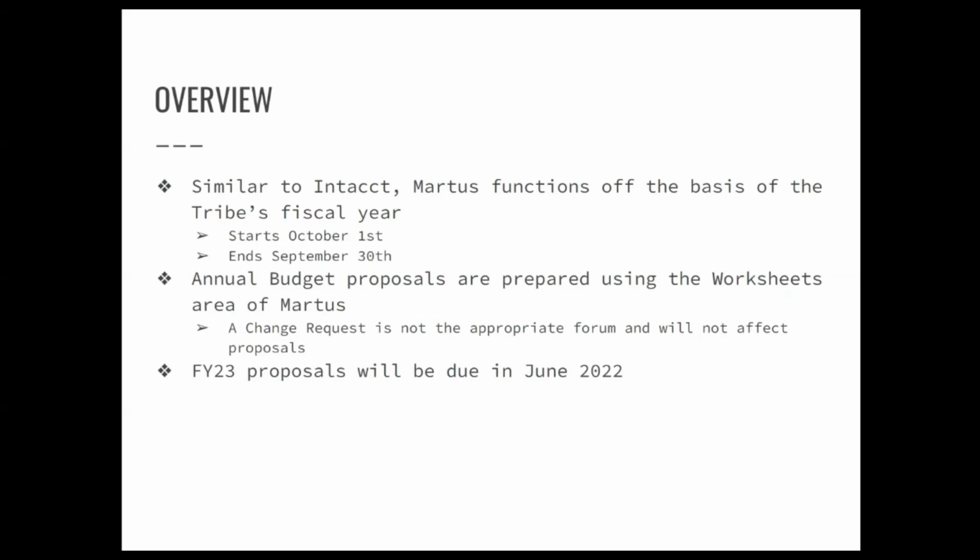Our annual budget proposals are prepared using the worksheets area of Martus. Important to know, because occasionally, especially at the end when people are rushing to get their budgets in, some will prepare change requests instead of using the worksheets area. We have to use the worksheets area. If you submit a change request to propose your fiscal year 23 budgets, one, it's not going to get approved, and two, it's not going to get aggregated with the rest of the proposals presented to Budget and Finance and then to Council. So let's make sure we're using the worksheets area of Martus.